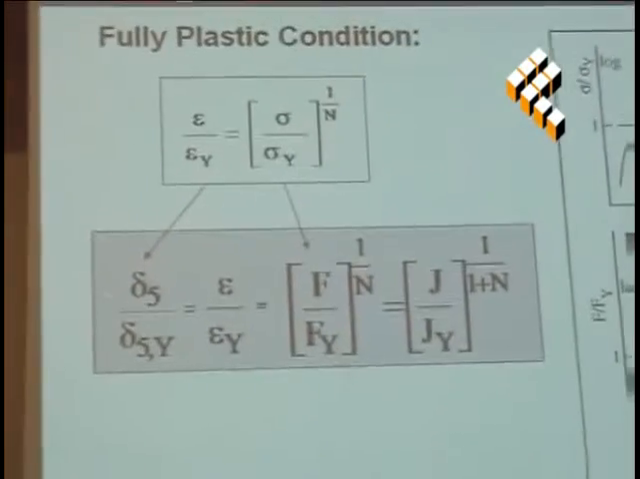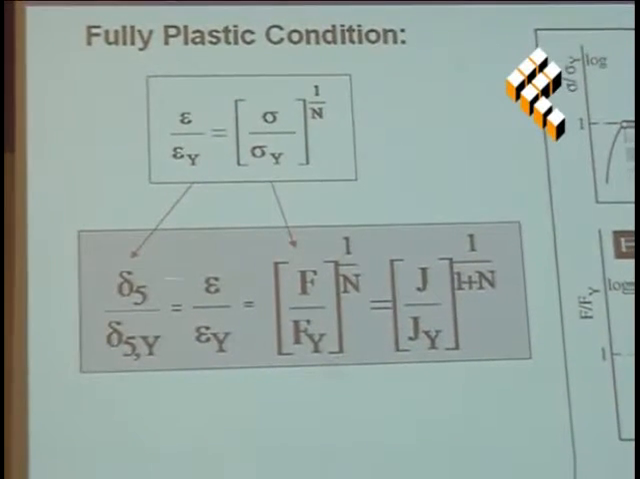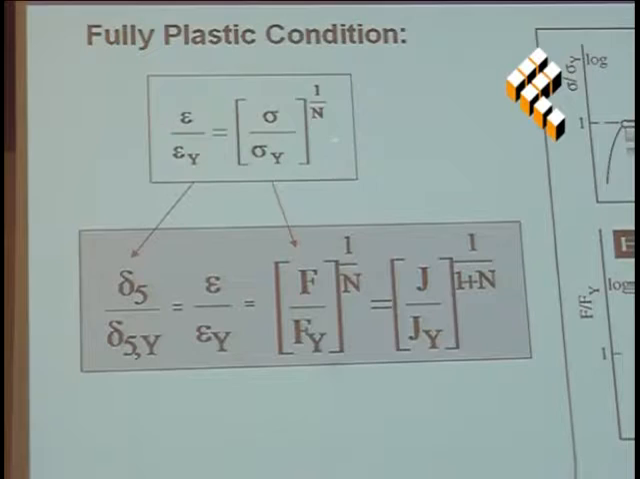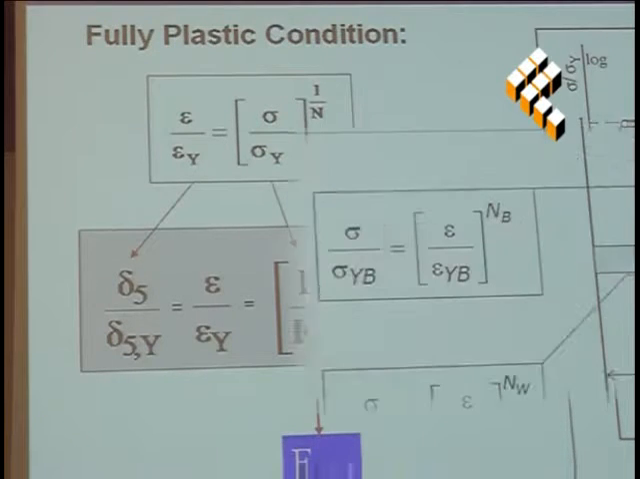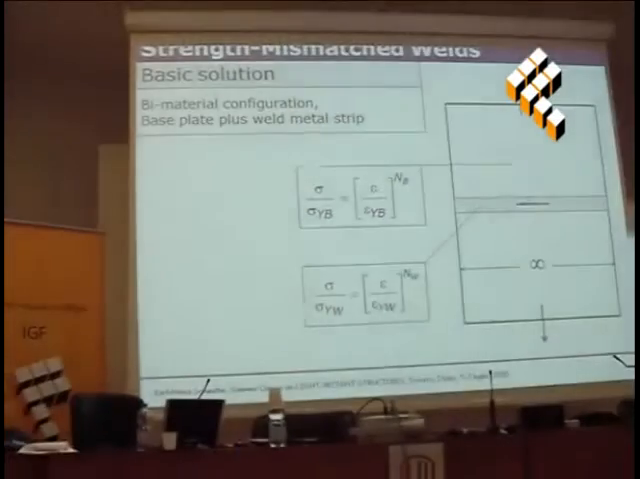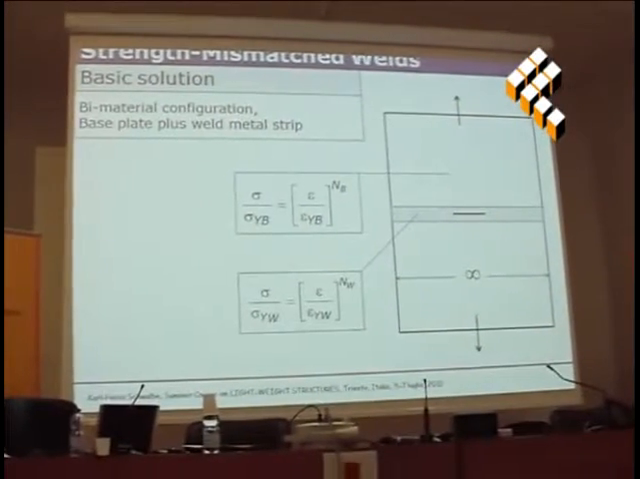Okay, the model says that the normalized delta 5 is proportional to the applied force raised to the power of 1 over n. It's just here the stress-strain curve, where strain is replaced by displacement and stress by force. That's all. Don't need anything more. I'm skipping this here.